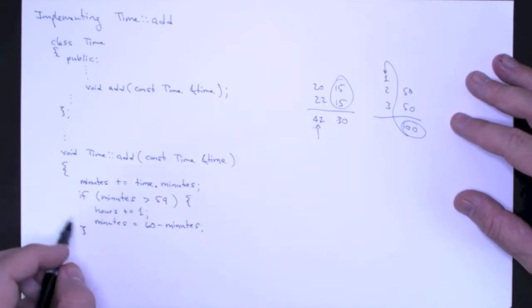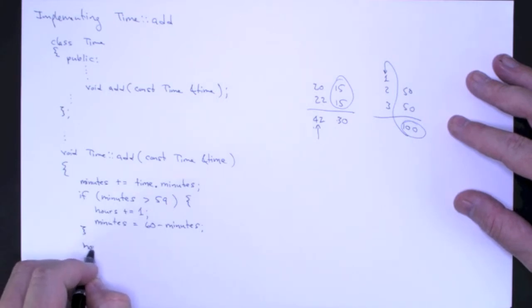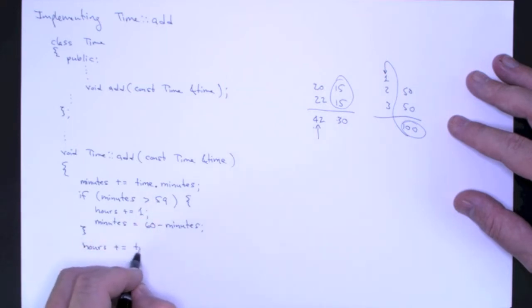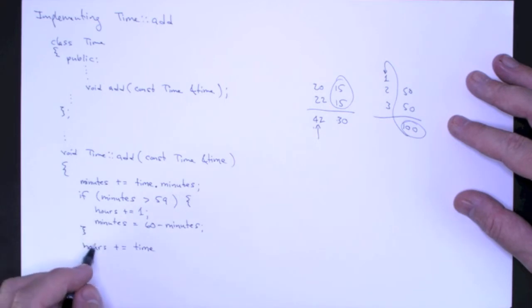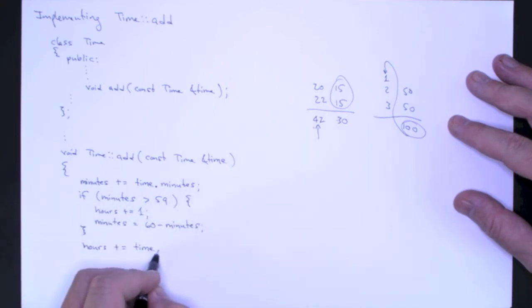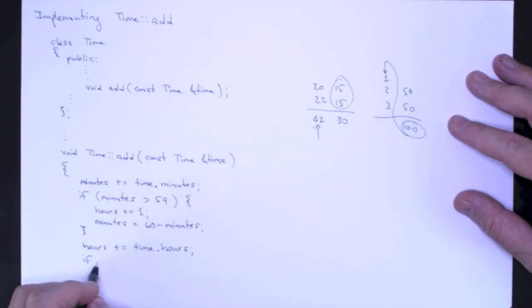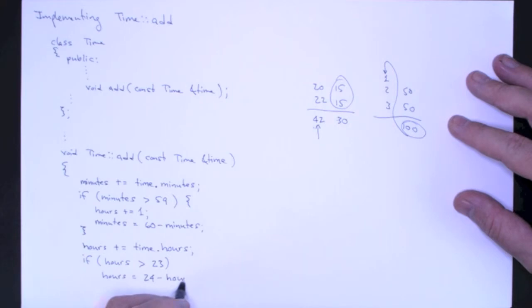And now I can do the same thing with hours. I can say that hours, which may include this extra hour for the rollover, I want to add to that the hours of the time object that's being passed in as the parameter. Now I need to check for rollover. So if this is greater than 23, then what I want to do is I just want to subtract hours from 24. And that's my add method.